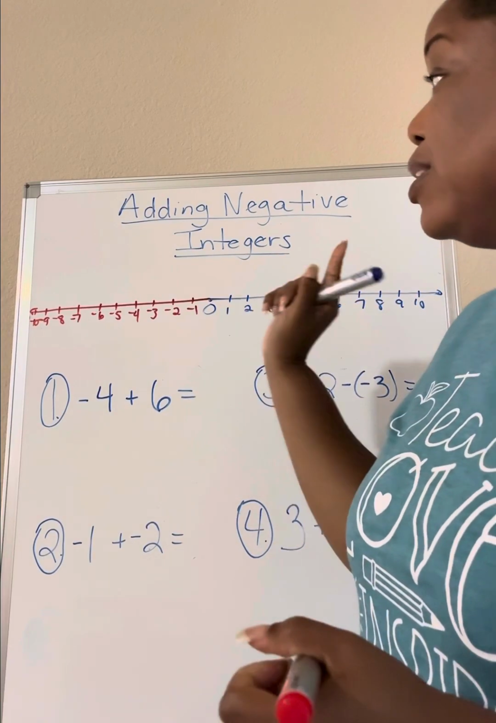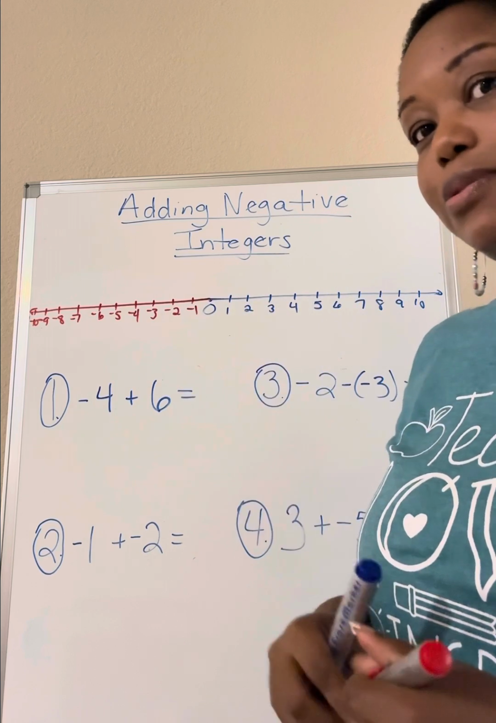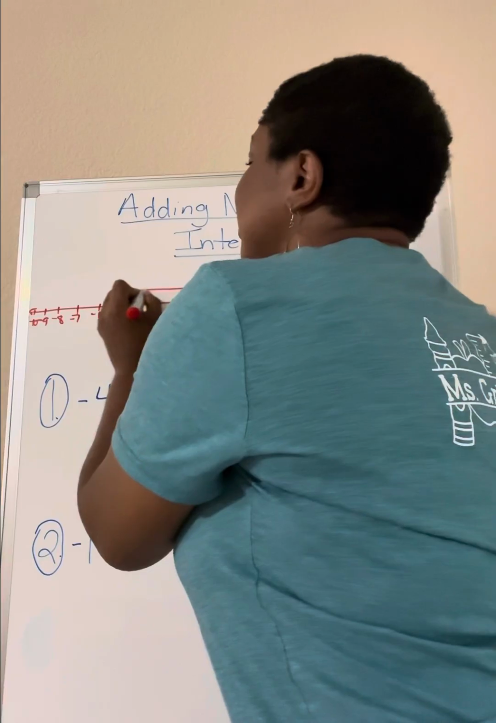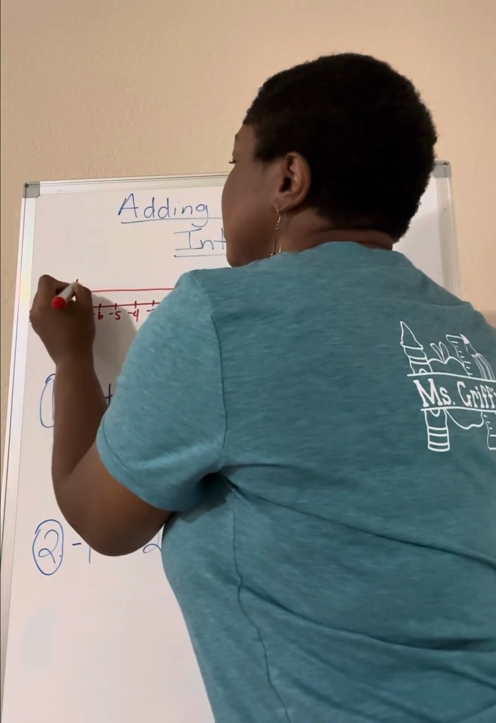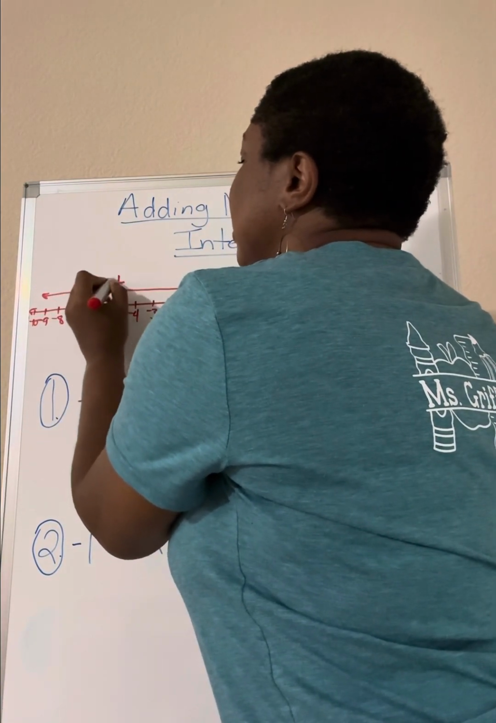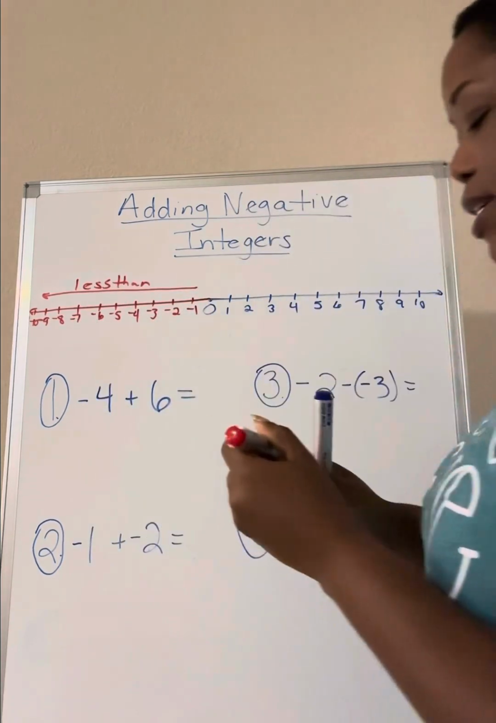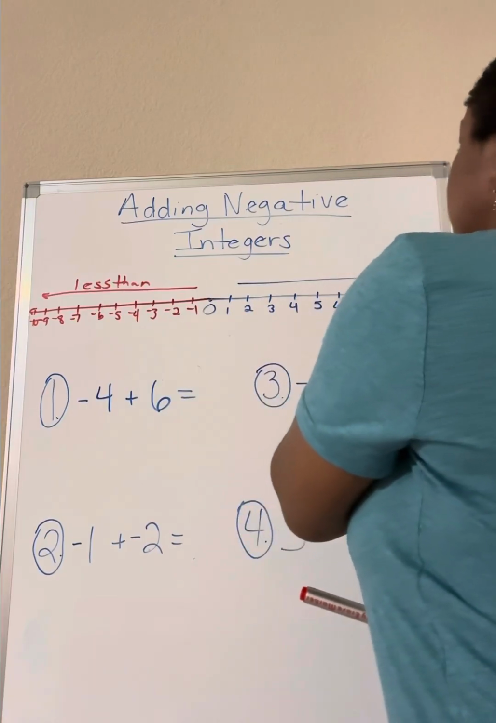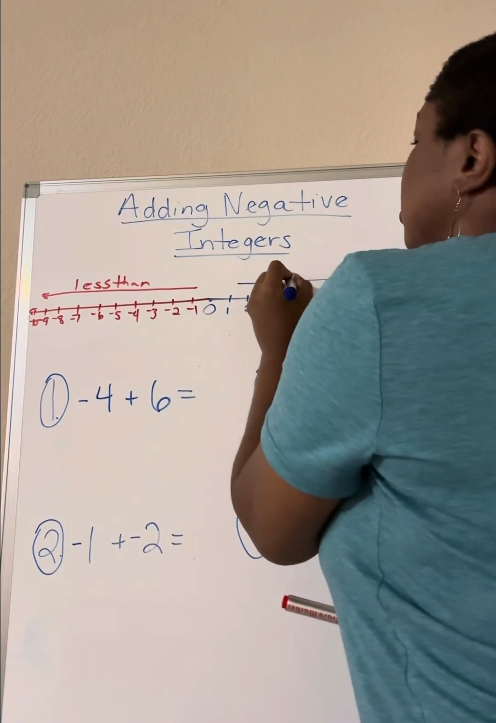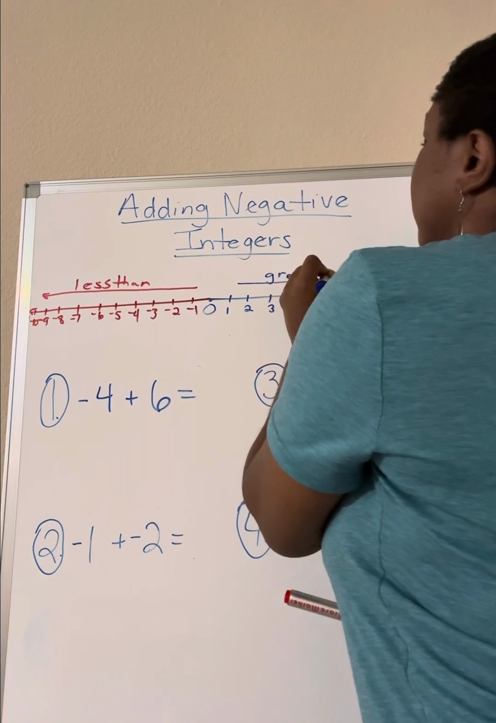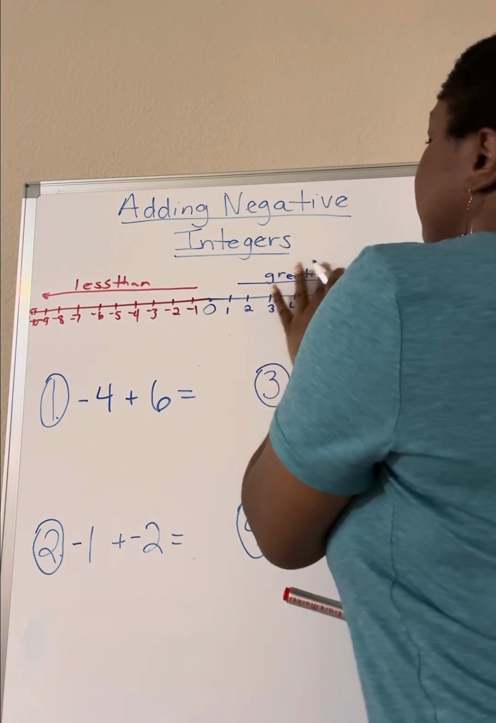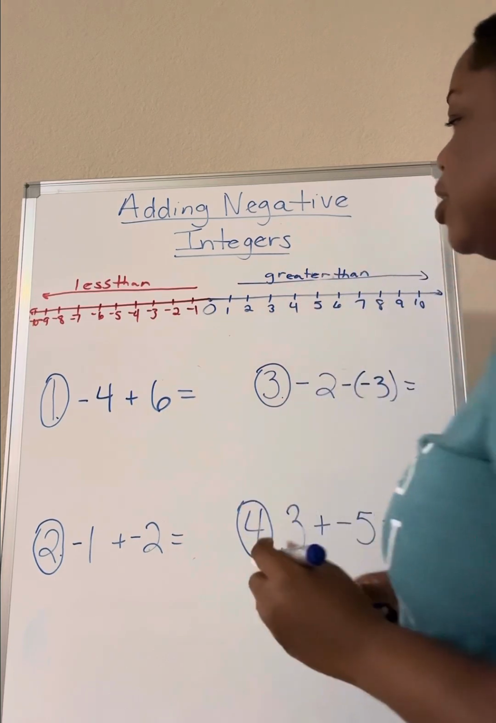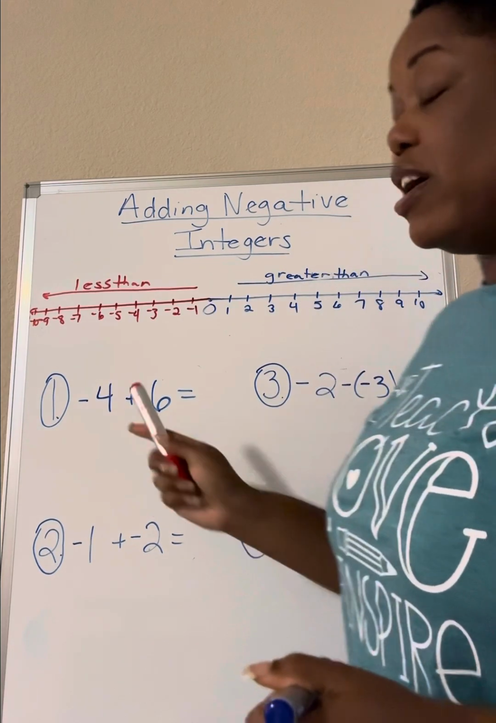So as our number line goes to the left, I'm gonna take note of this: all of these numbers right here are gonna be less than. And also as I go to the right on the number line, all of my numbers are going to be positive. So we're gonna be greater than. Let me write that right, greater than. Perfect.